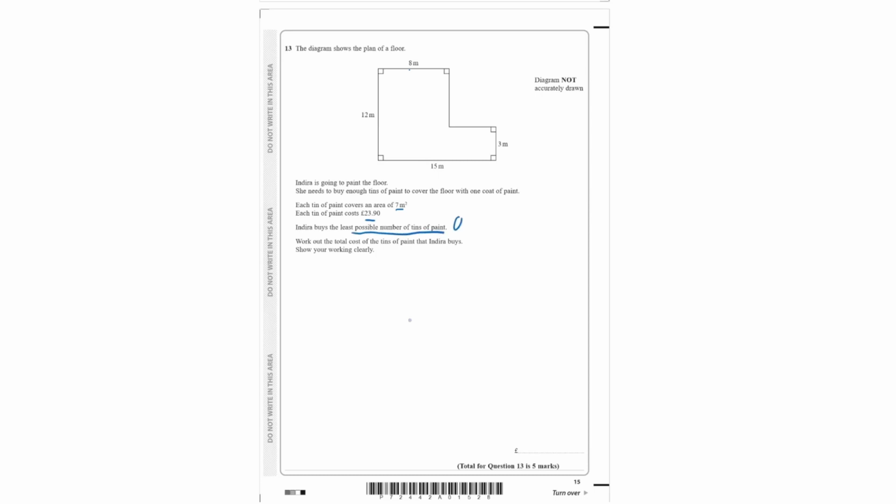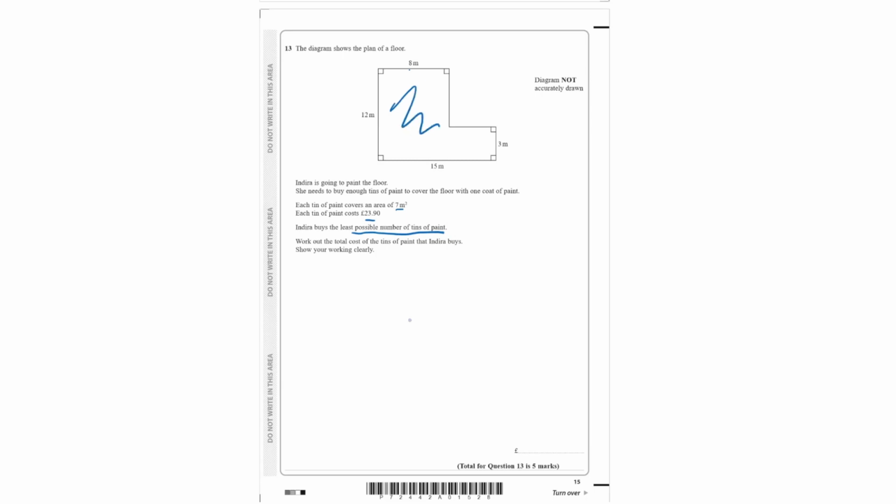That means this cannot be a decimal. Work out the total cost of tins of paint Indira buys. You must show your working clearly. So what do I mean by not a decimal? It means she can only have a whole number of tins of paint, but she can have a decimal of pounds. So let's see what I mean.